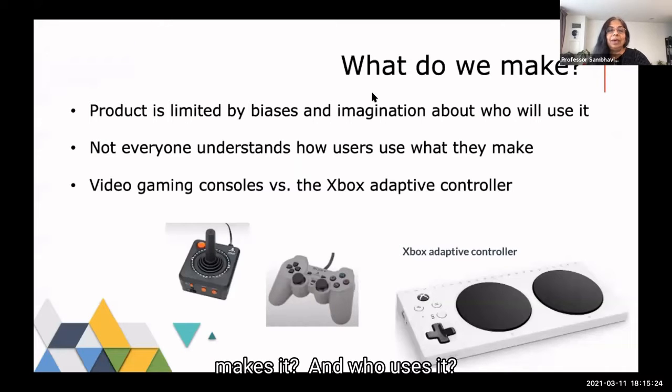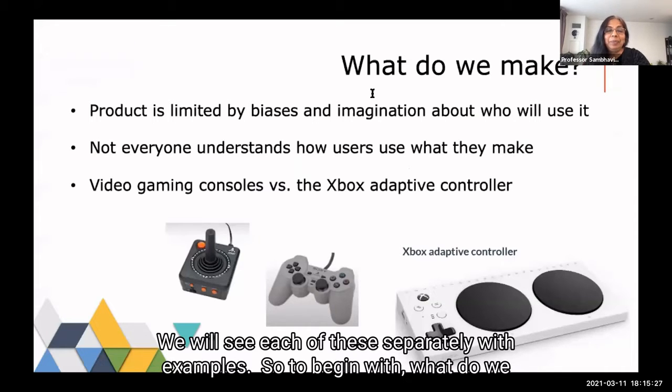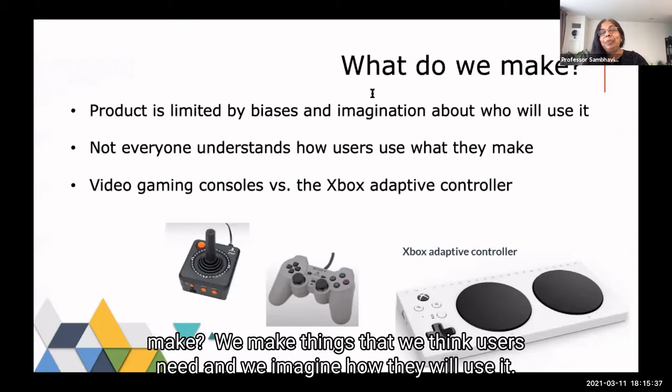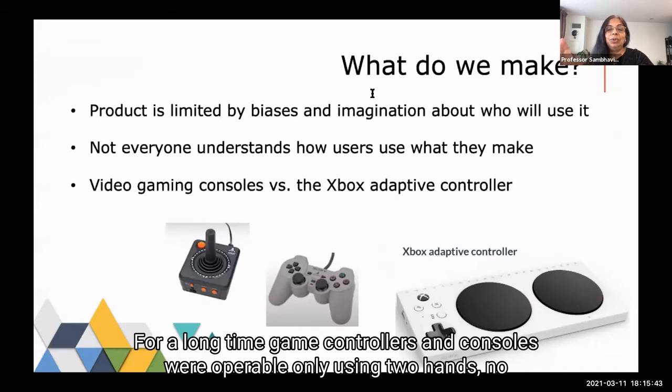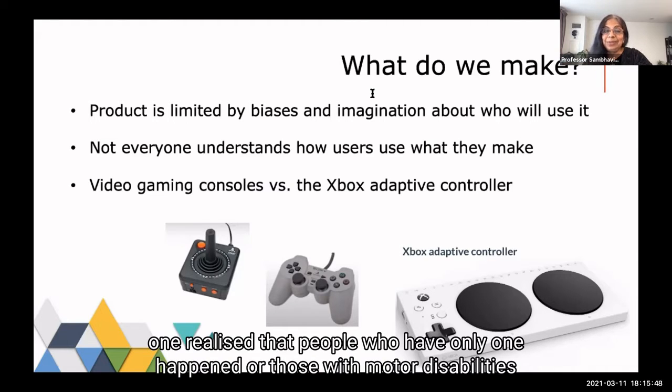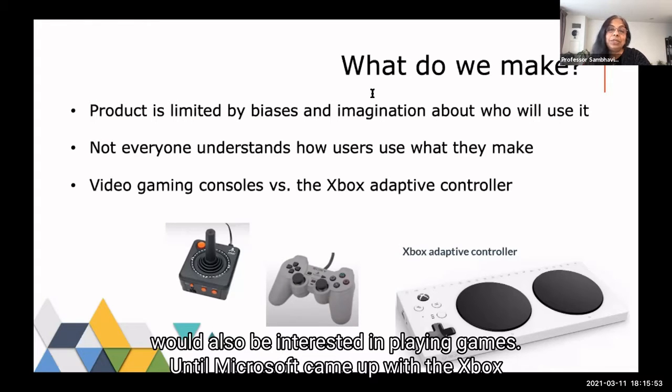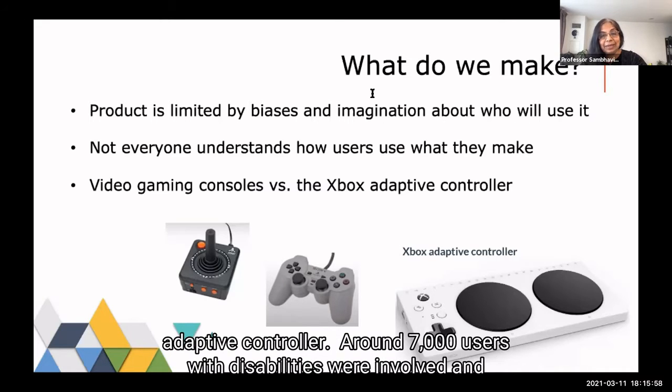So to begin with, what do we make? We make things that we think users need, and we imagine how they will use it. For a long time, game controllers and consoles were operable only using 2 hands. No one realized that people who have only 1 hand or those with motor disabilities would also be interested in playing games, until Microsoft came up with the Xbox Adaptive Controller. Around 7,000 users with disabilities were involved and consulted in the building of that adaptive controller. Now that is an example of true inclusive design.